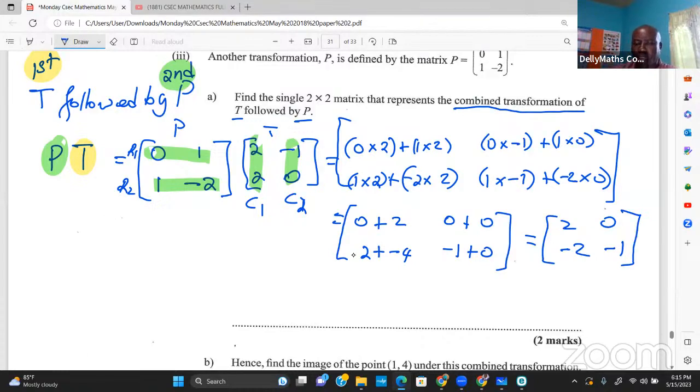So when you take your time, work your thing, try not to err: 2, 0, negative 2, negative 1. And there it is. This represents one complete transformation that deals with two things in one. So whatever the P and the T would have done, if you did them one by one, this new matrix can do the double shifting in one go. So that is why it's called a combined transformation. So we have a matrix for that.